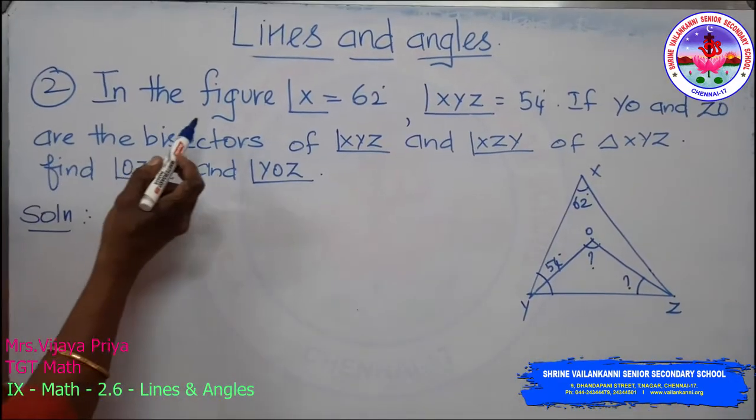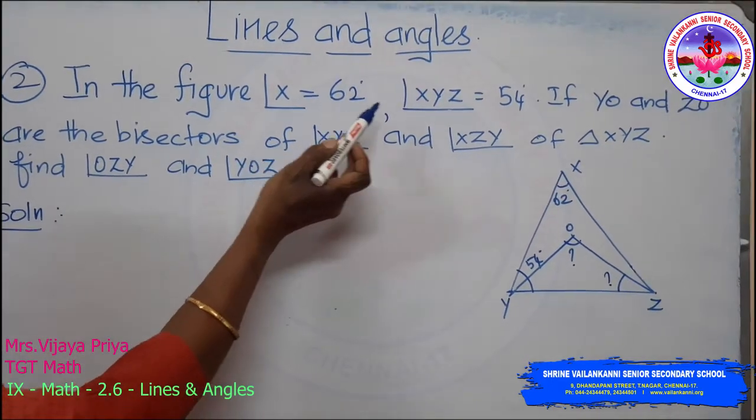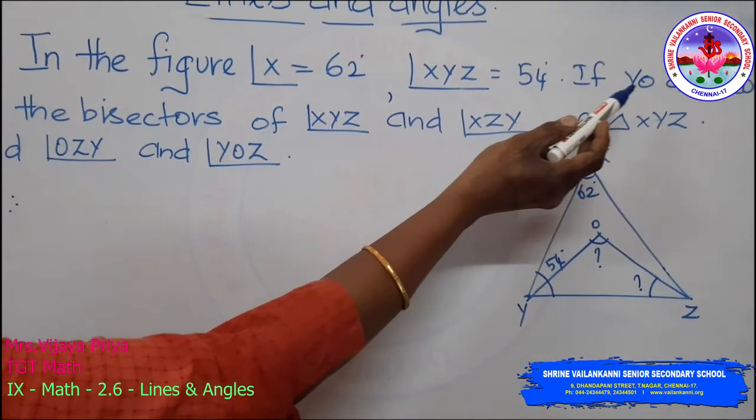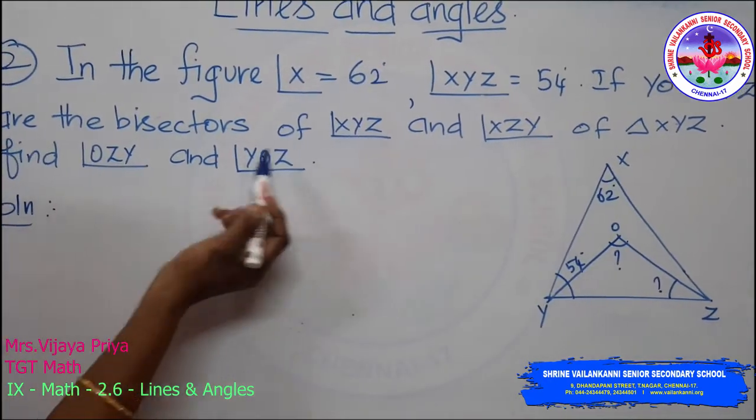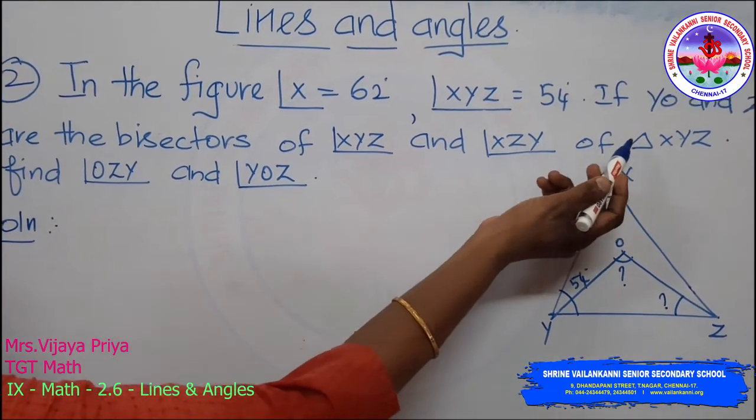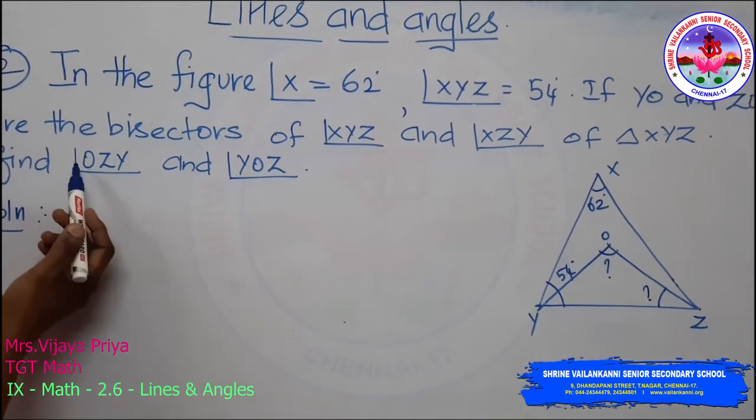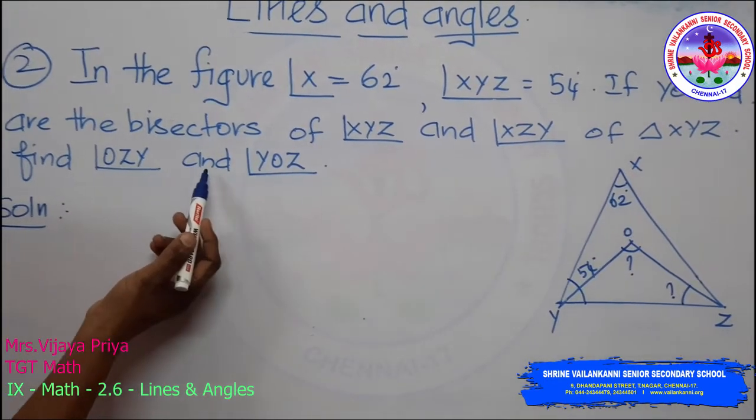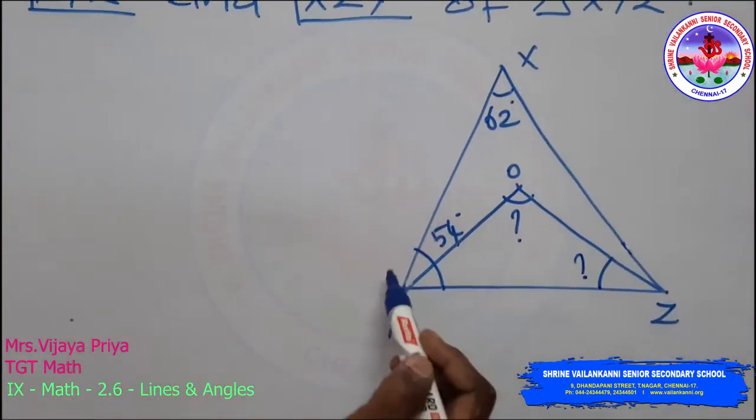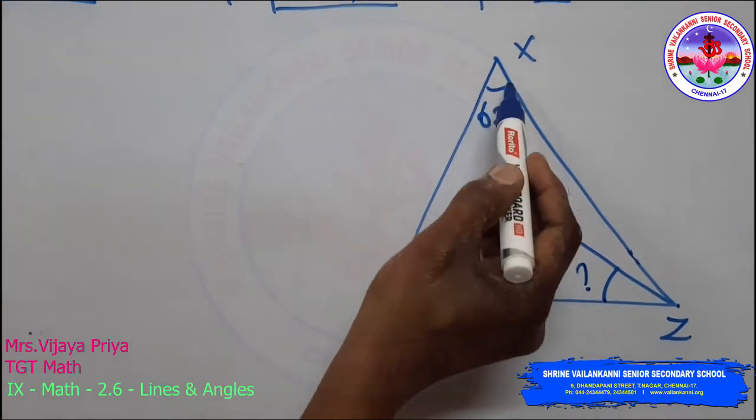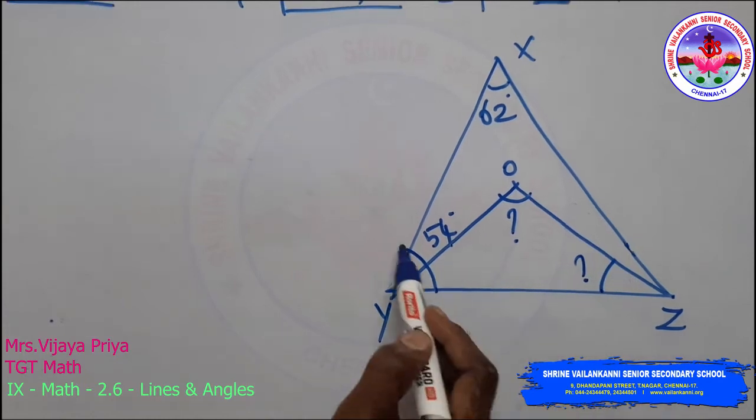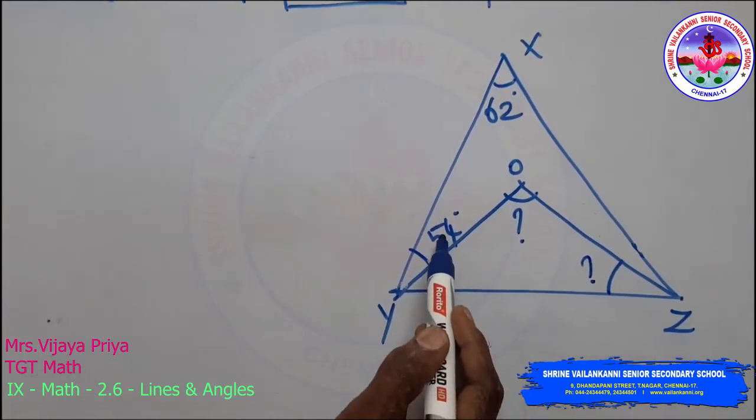Second problem: in the figure, angle X is equal to 62 degrees and angle XYZ is equal to 54 degrees. If YO and ZO are the bisectors of angle XYZ and angle XZY of triangle XYZ, find angle OZY and angle YOZ. I will show this in the figure. He has given a triangle XYZ where angle X is equal to 62 degrees and XYZ, which means angle Y, is equal to 54 degrees.